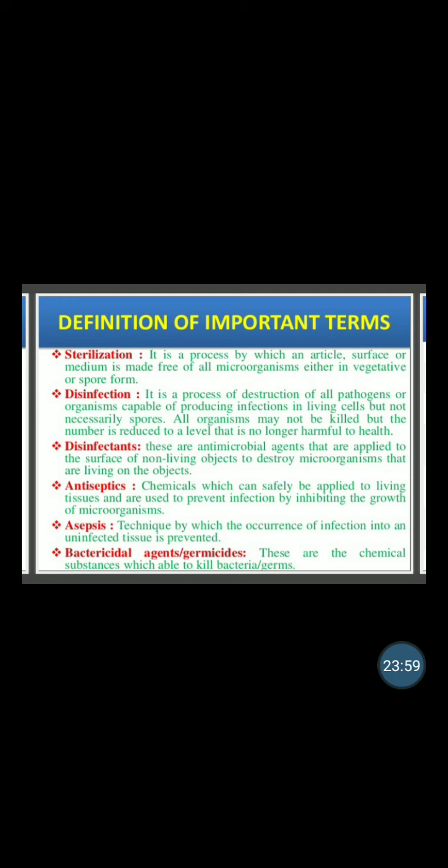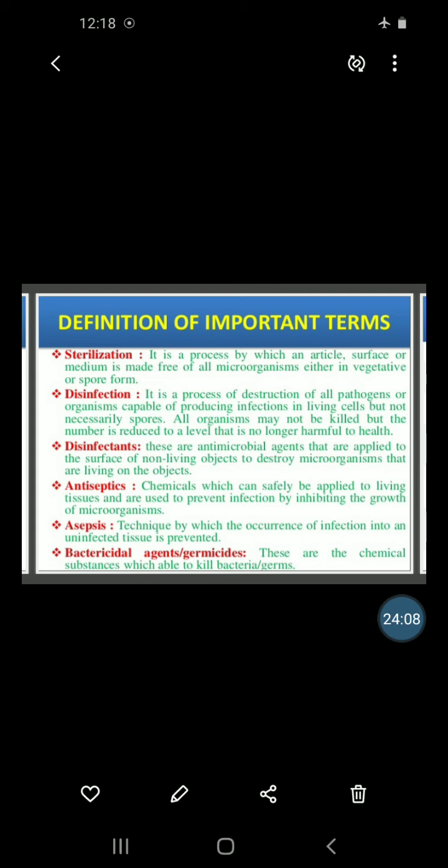It is a time consuming method due to the slow rate of heat penetration and microbial killing. Next demerit, most of the material can't withstand a high temperature. So these are the merits and demerits of the hot air oven. Next we will see the applications.